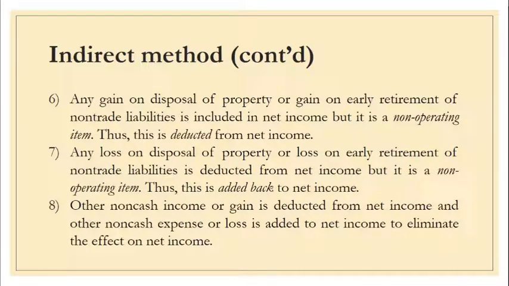Now, any gain on disposal of property or gain on early retirement of non-trade liabilities is included in net income, but it is a non-operating item. Thus, this is deducted from your net income. Any loss on disposal of property or loss on early retirement of non-trade liabilities is deducted from net income, but it is a non-operating activity. Thus, this is added back to your net income. Then, other non-cash item or gain is deducted from net income, and other non-cash expense or loss is added to net income to eliminate the effect on net income.